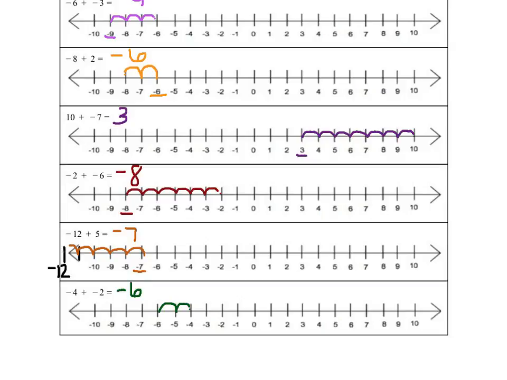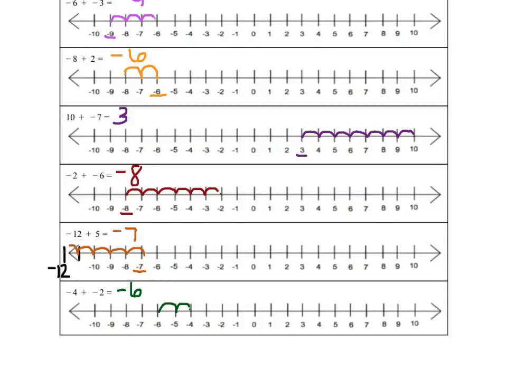All right, here are your responses for the remaining 4. 10 plus negative 7 is 3. Negative 2 plus negative 6 is a negative 8. Negative 12 plus 5 is negative 7. And negative 4 plus negative 2 is negative 6.